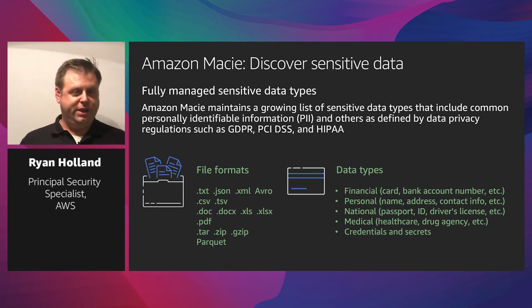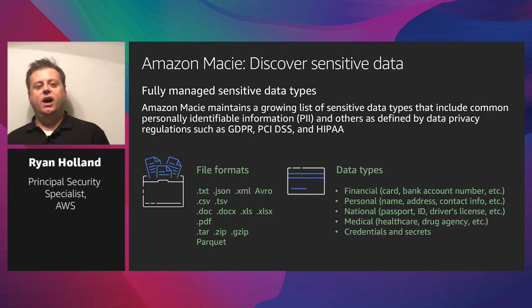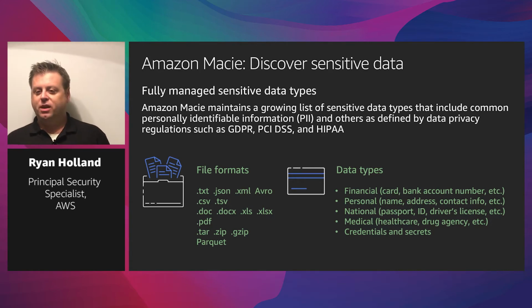Lastly, we have credential information. So these will be things like RSA private keys, AWS secret keys, other sorts of credential information that may be left in an object inadvertently that you'd want to detect, obviously, before it got out there.